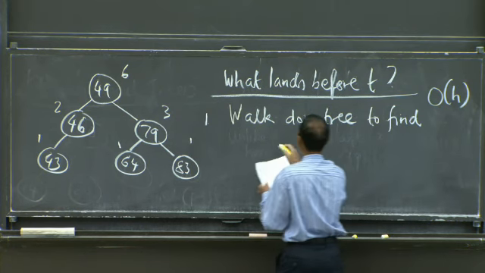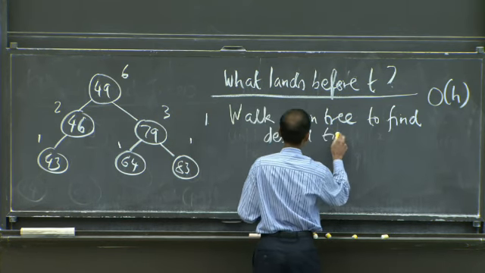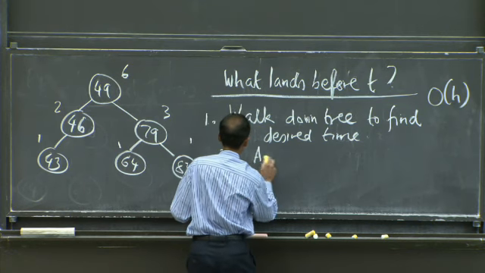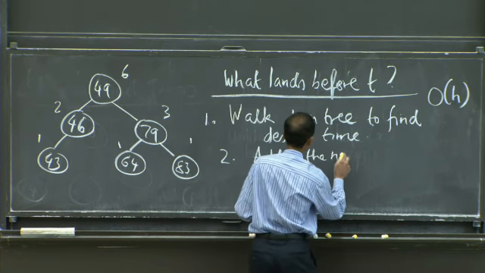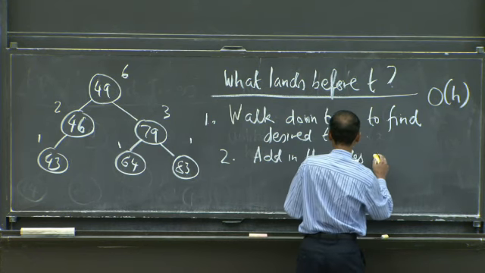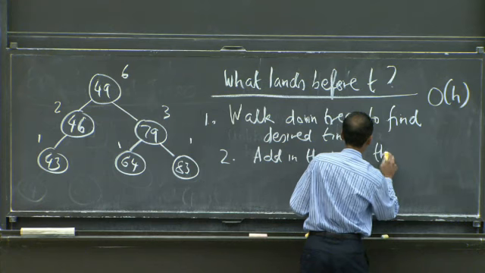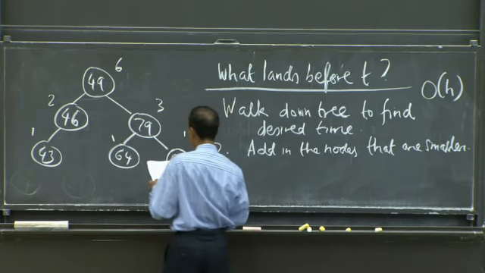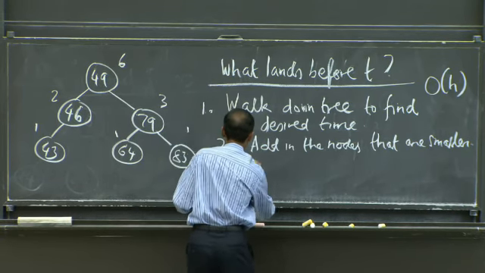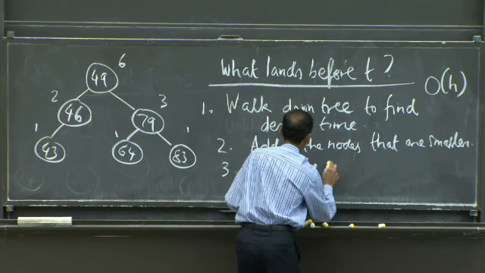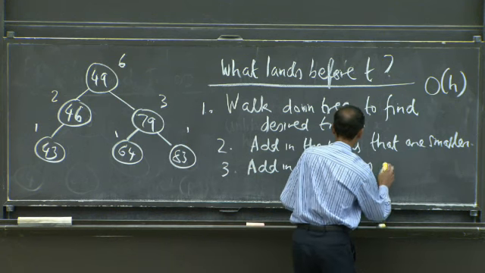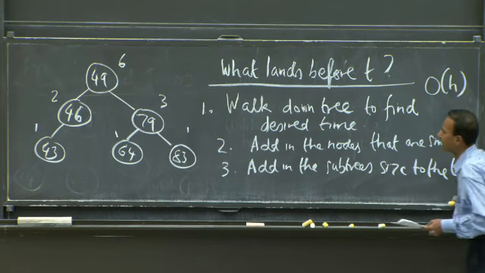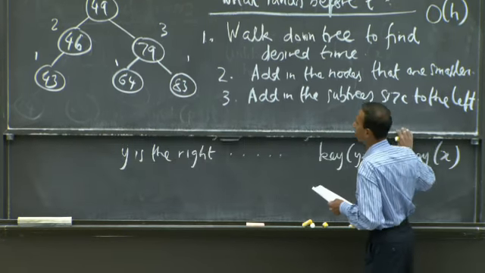You walk down the tree to find the desired time. Okay? This is just your search. Right? We know how to do that. As you walk down, you add in the nodes, that is the subtree sizes. Depending on the number of nodes that you see as you go deeper in, you want to add in the nodes. And you're going to add 1 to that, corresponding to the nodes that are smaller. And we're going to add in the subtree sizes to the left, as opposed to subtracting. That may not make a lot of sense, but I guarantee you it will once we do an example.